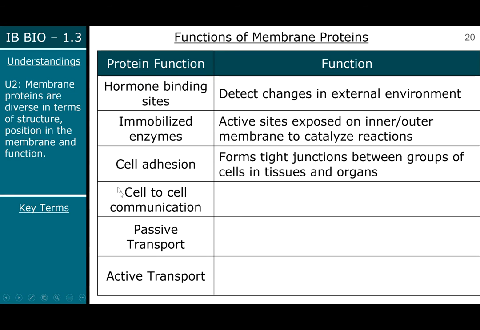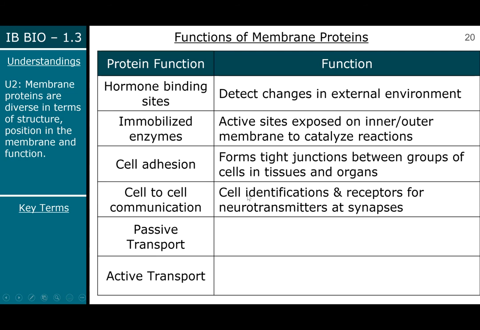Cell-to-cell communication, I kind of don't like that they have hormone binding sites and cell-to-cell communication as two different things, because technically hormones are cell communication, but it's more like the brain and the endocrine system communicating to your cells instead of cell-to-cell communication. I guess that's the distinguishing factor. So hormones are sent by the endocrine system, and cell-to-cell is like one cell saying, hey, yo, to the cell next door. And that requires identification proteins and receptor proteins and even neurotransmitters between cells.